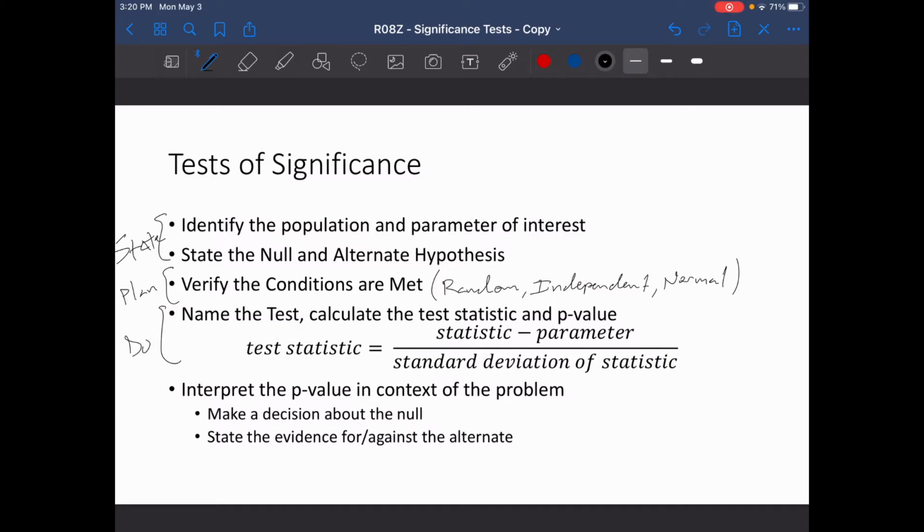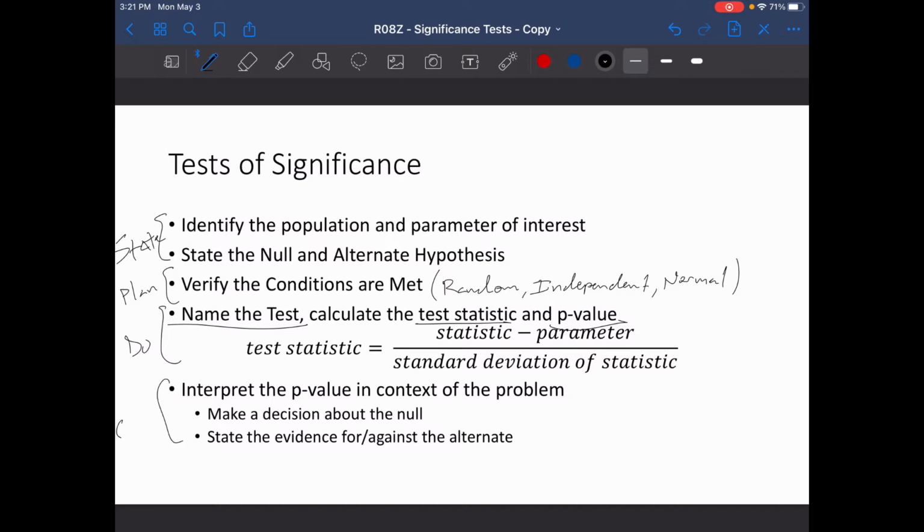And so we need to name the test. So basically whatever function you're working with in this case is going to be the name of the test, or the function from the calculator that you're working with. We need to calculate the test statistic and p-value as well. So you want to make sure that you include the test statistic and p-value and name of the test all in that do portion. If you do this in the calculator, the name of the test will be taken care of when you list what function you used in the calculator. Then you need to include either whatever the test gives you for t or z, depending on if you're looking at a mean or a proportion test, and then you need to list the p-value as well.